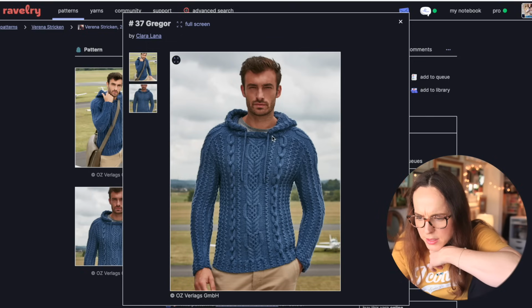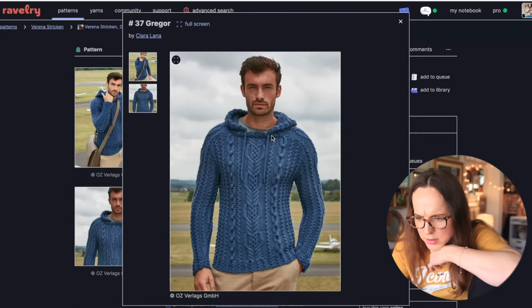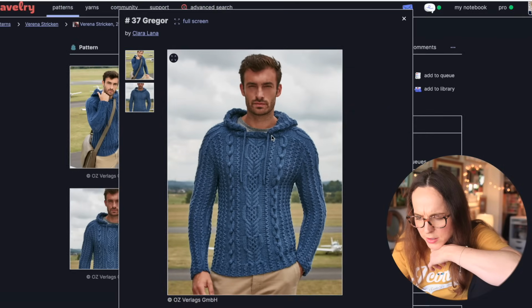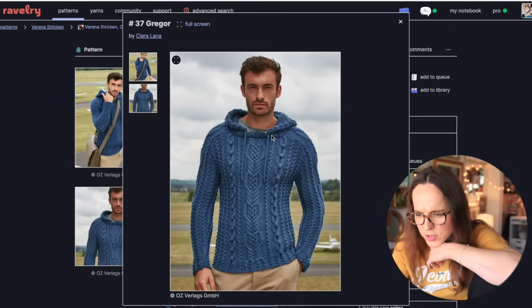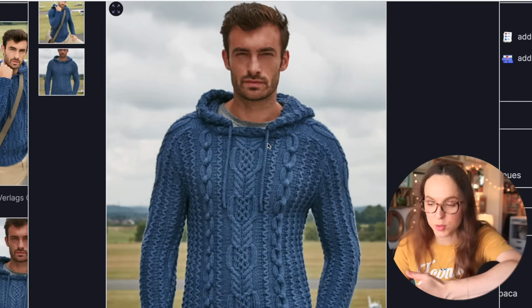So this is a very tight-fitting sweater. I don't think that sweaters should be that tight. I mean, this gentleman here can definitely wear a sweater that tight, but it looks like he's wearing his little brother's sweater. But the sweater is beautiful.